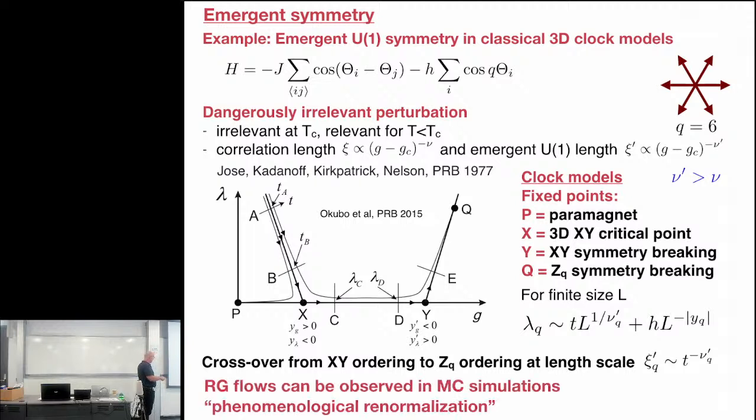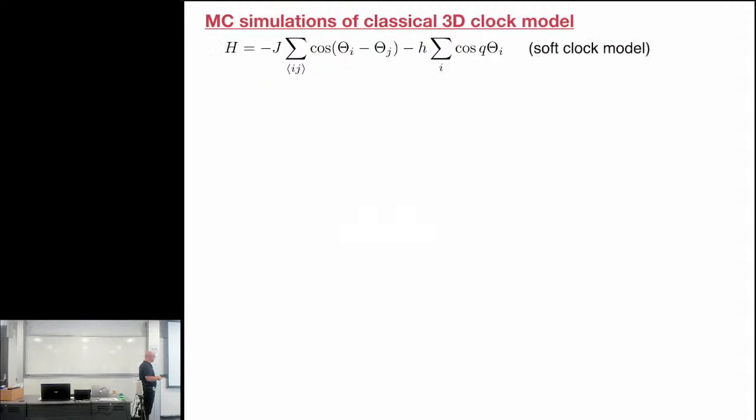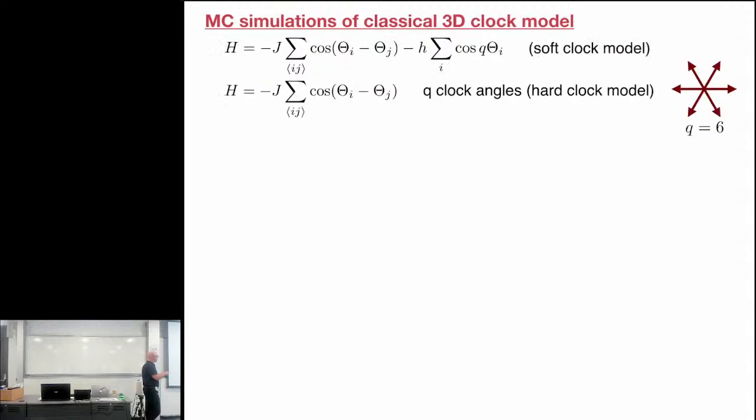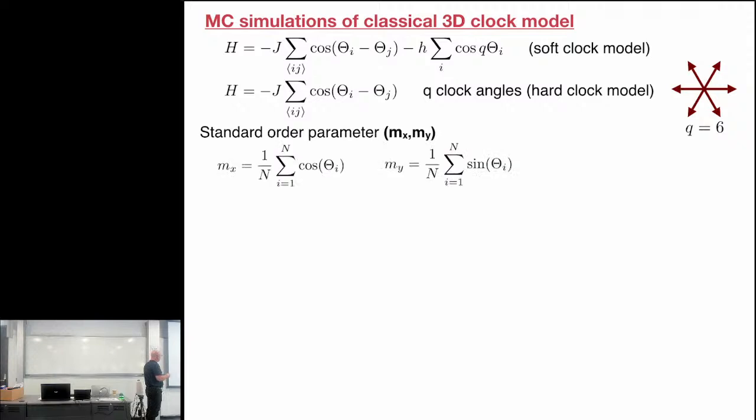Yeah. Okay, so now let me show you how we can observe this in simulations. So again, we simulate this model, and we have the order parameters, the magnetization as mx and my. And from the global mx and my, we can get a global angle theta.